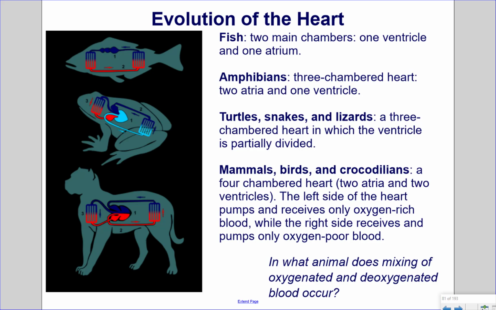The left side of the heart pumps and receives only oxygen-rich blood, while the right side receives and pumps only oxygen-poor blood. There is a separation between the left side and the right side, the left atrium and the right atrium, and the left ventricle and the right ventricle, and this is a septum that separates those chambers. In what animal does mixing of oxygenated and deoxygenated blood occur?